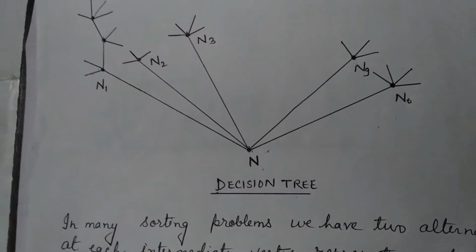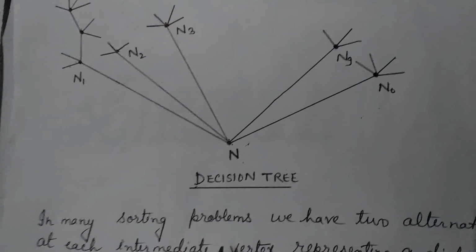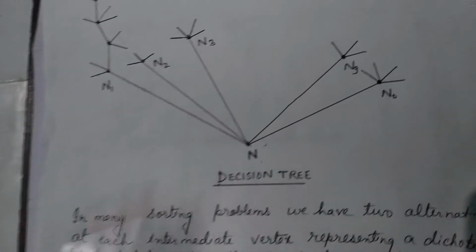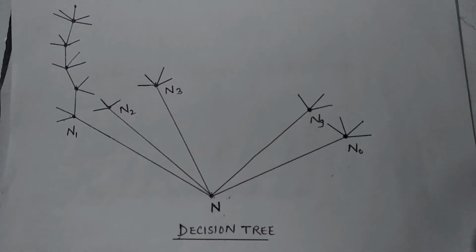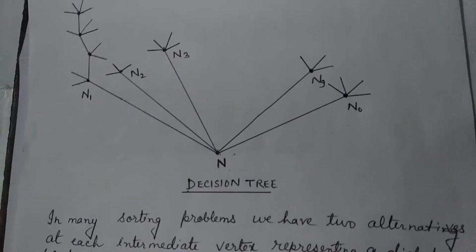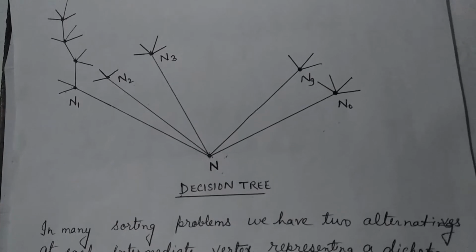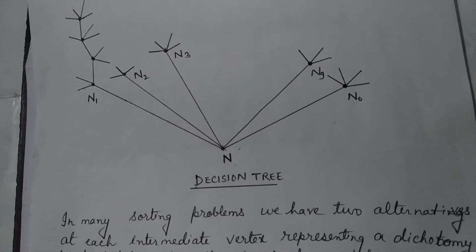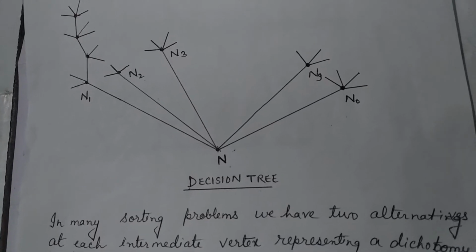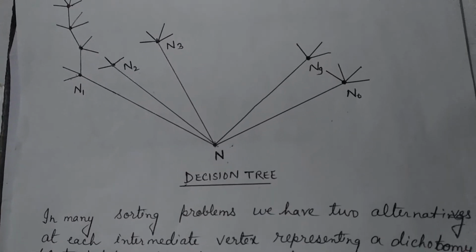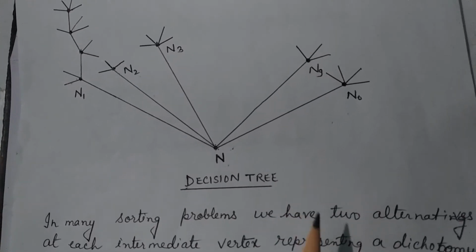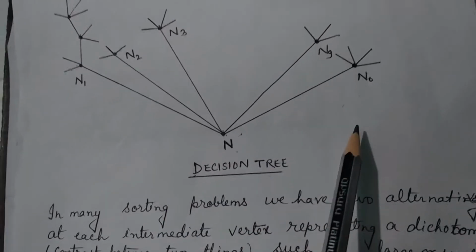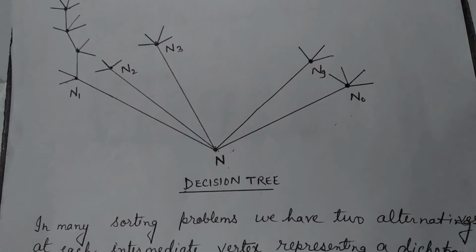In many sorting problems, we have two alternatives at each intermediate vertex, representing a dichotomy, which means contrast between two things, such as large or small, 0 or 1. Such a decision tree with two choices at each vertex occurs frequently in computer programming and switching theory.